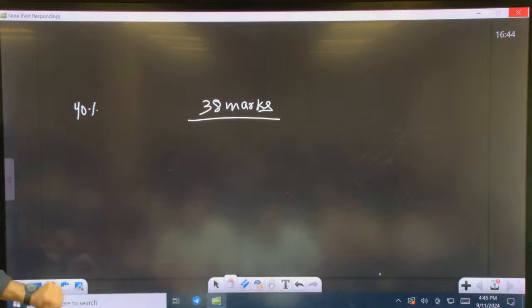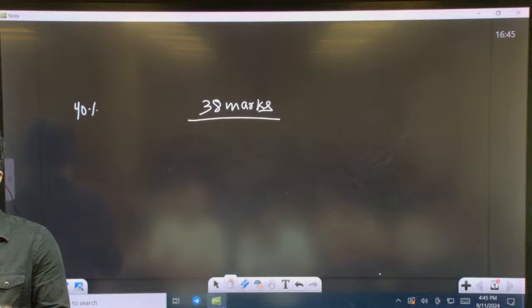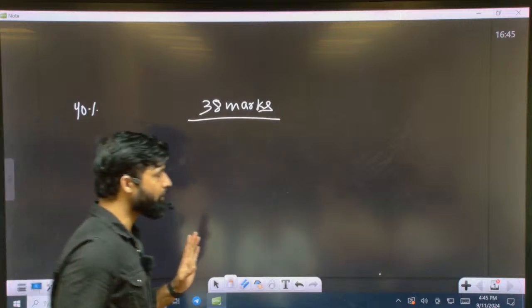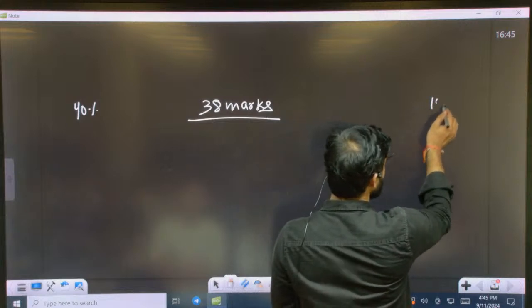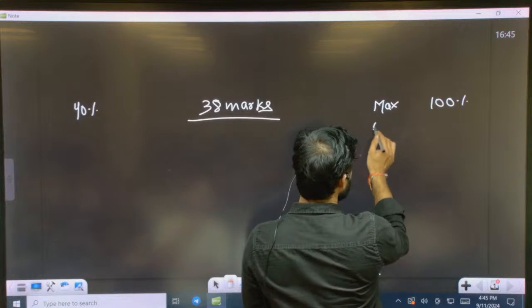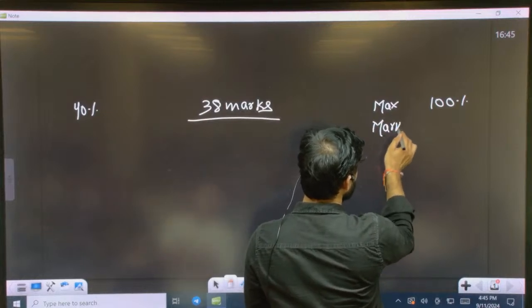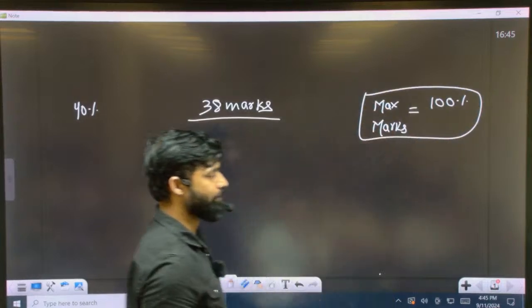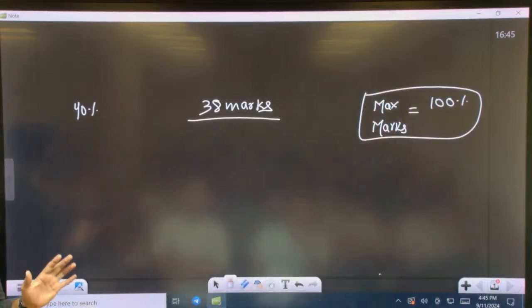First of all, this is an examination. What can be the maximum marks of the exam? 100%, because a student cannot score more than 100%. So it must be 100% only. So I can write maximum marks are 100%. I don't think there is any problem in this.